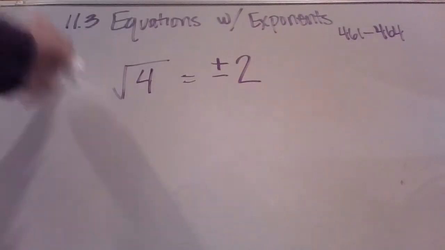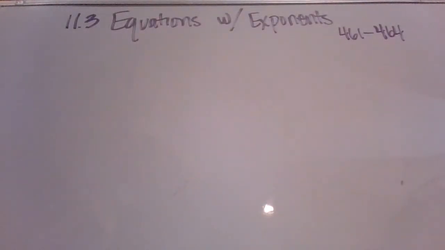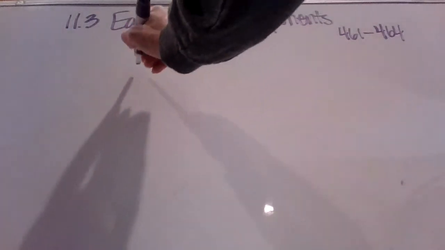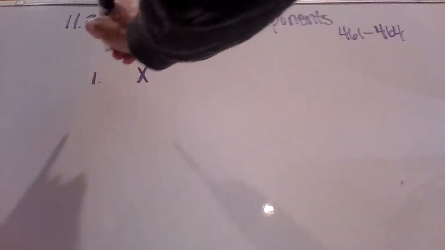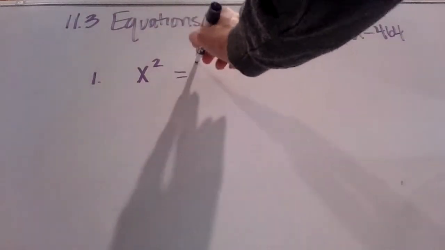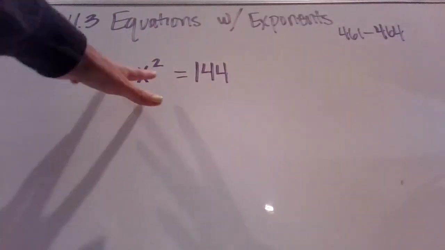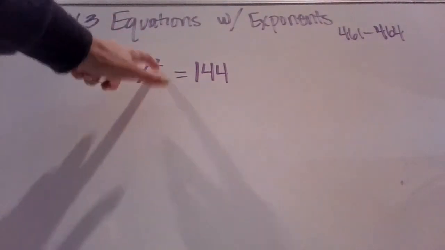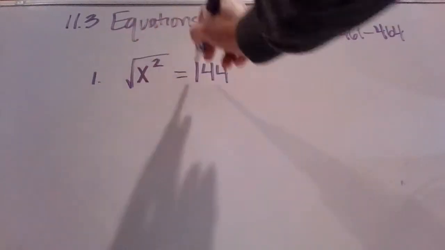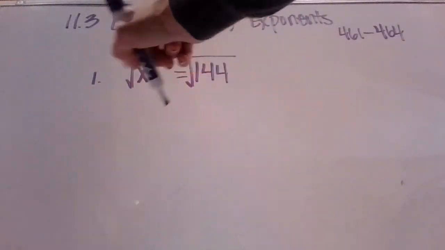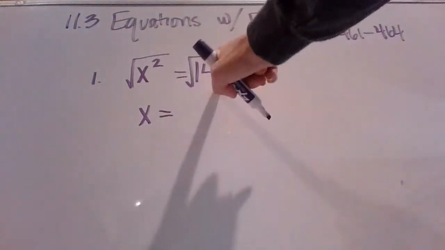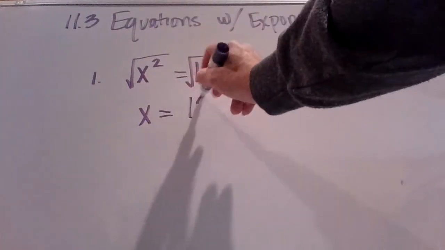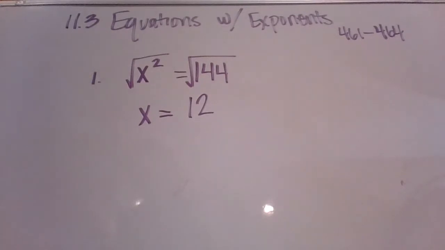So let's work on some examples. For right now, we're not simplifying, we're not using decimals or anything like that. Number 1, x squared is equal to 144. Just like we learned to get rid of the radical sign, you would square something. To get rid of the square, you would square root. So the square root of x squared is x, and the square root of 144 is 12. So x is equal to 12.